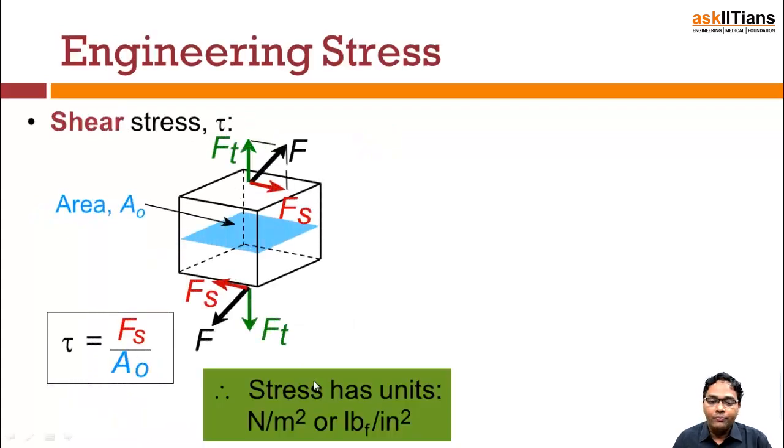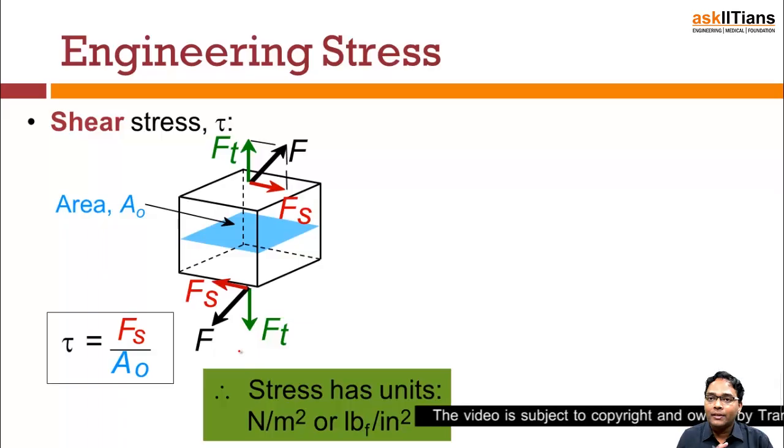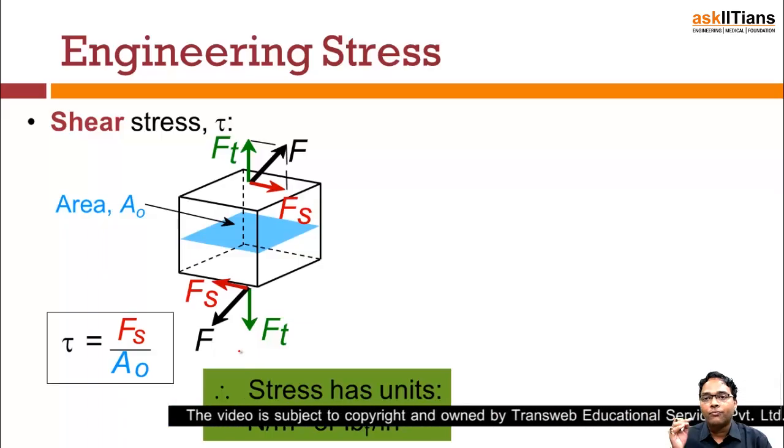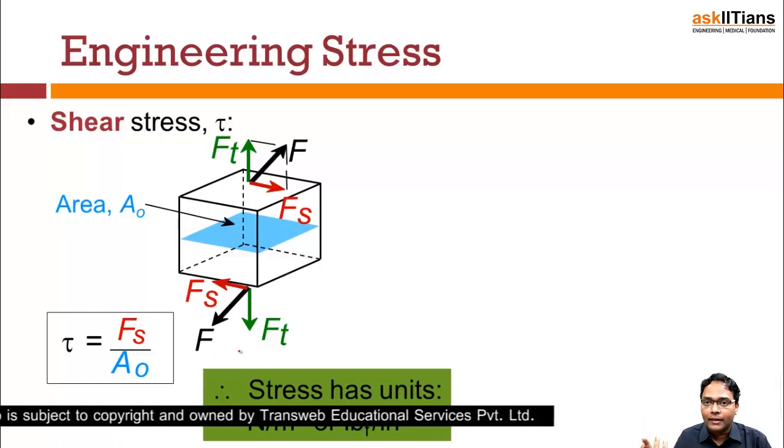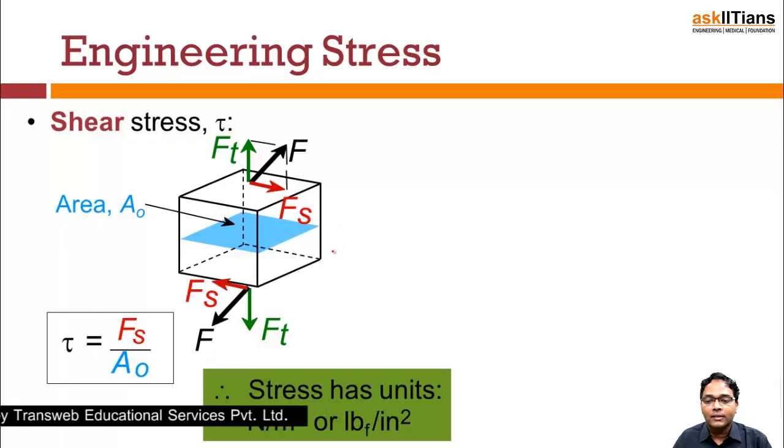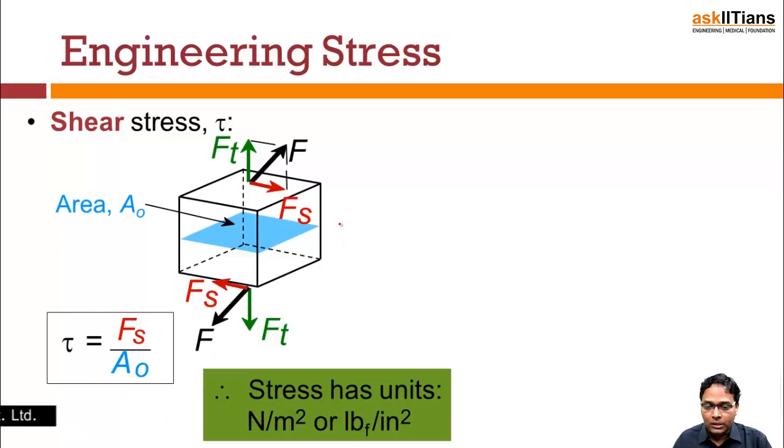Further, let's define the shear stress. As I mentioned, the previous case was when the force was applied perpendicular to the area. Now if the force is applied tangentially or at a particular angle, let's say this is my shear stress. If the force is applied horizontally, that is tangential to the area, what does that result in? Let me put it this way.